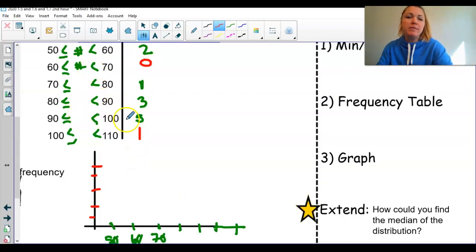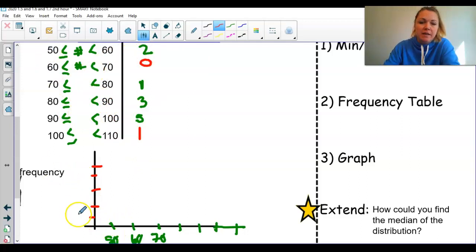Okay, so now to make this histogram, there were 2 observations that were between 50 and 60. So 1, 2. So I start at 50, I go up to the 2, over to where 60 is, and down. From 60 to 70, there were 0 observations, so I don't have a bar right here. From 70 to 80, there was 1 observation, so I'm going up to the 1, over, and down. From 80 to 90, there were 3 observations.